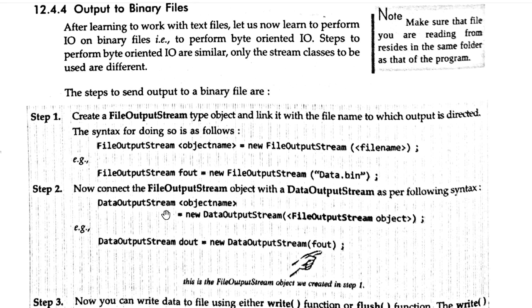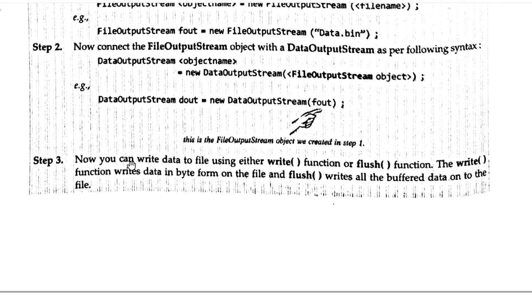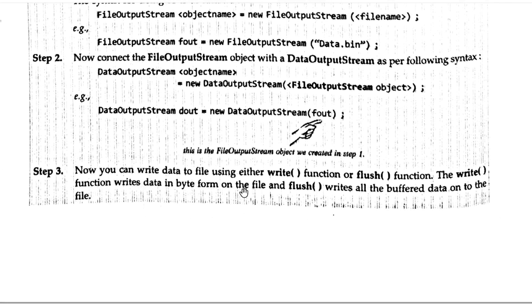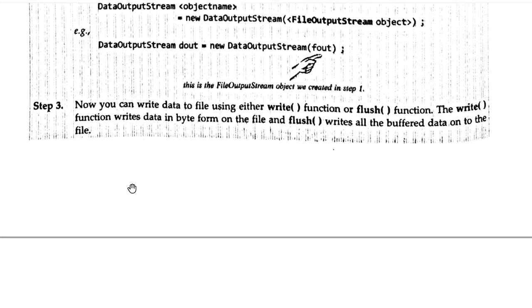Then the DataOutputStream object. DataOutputStream object name dout equals new DataOutputStream. Here we have to pass the object of FileOutputStream, which is fout here. After that, we can write data to the file using either the write function or the flush function. The write function writes data in byte form to the file, and the flush function writes all the buffered data to the file in one go.